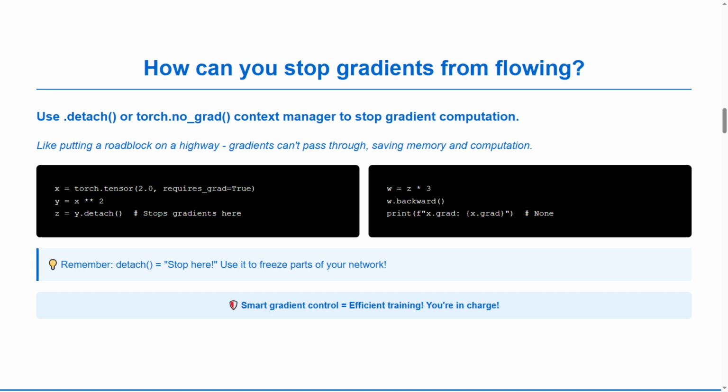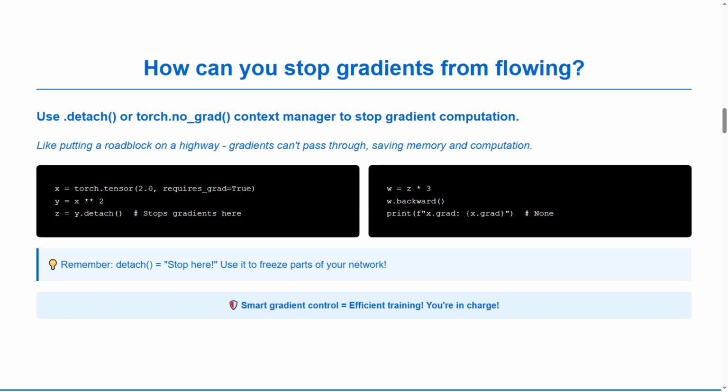Our fifth question is, how can you stop gradients from flowing? Use detach or the torch no grad context manager to stop gradient computation. Like putting a roadblock on a highway, gradients can't pass through, saving memory and computation. Remember, detach equals stop here.